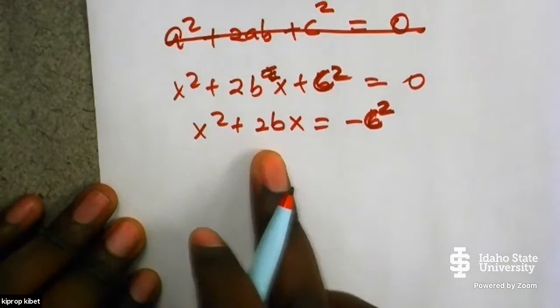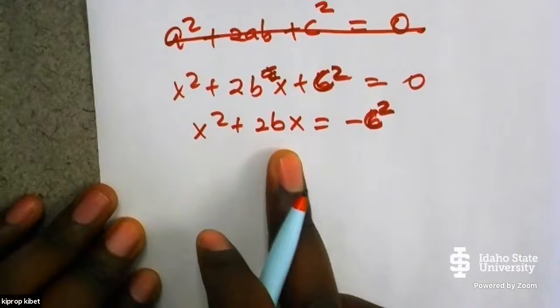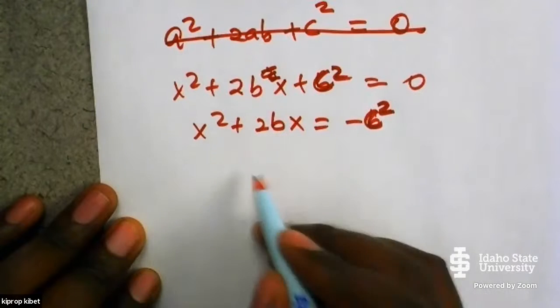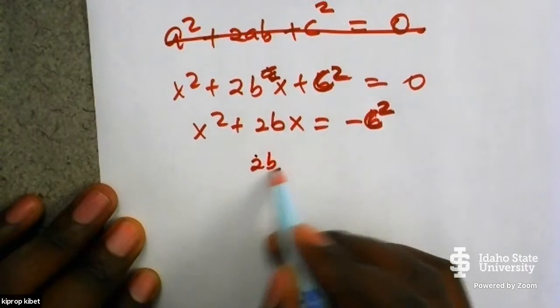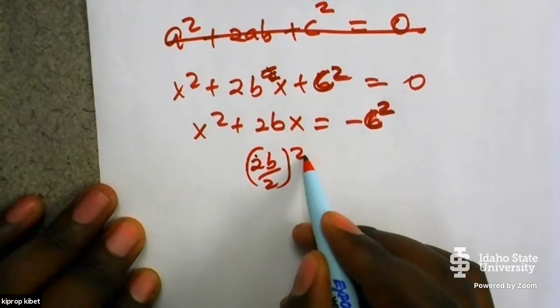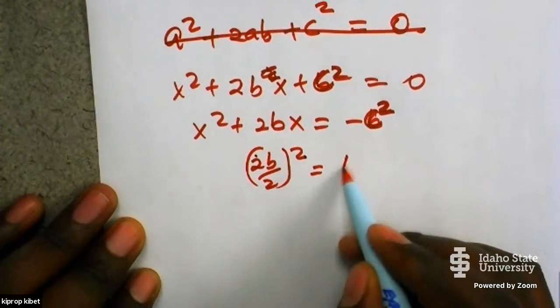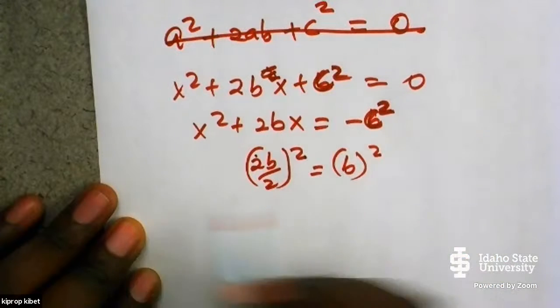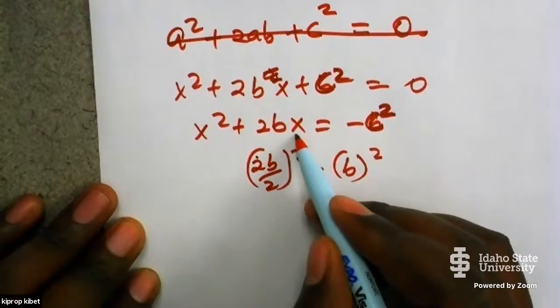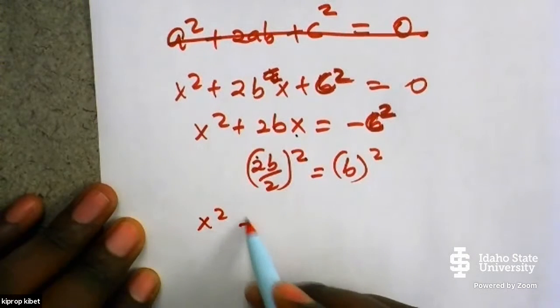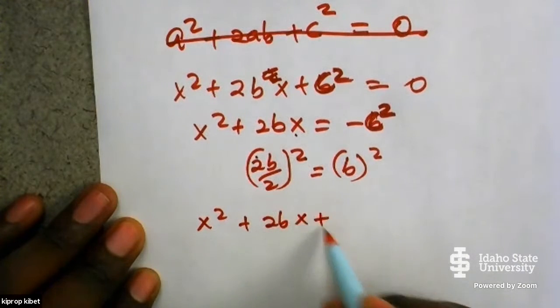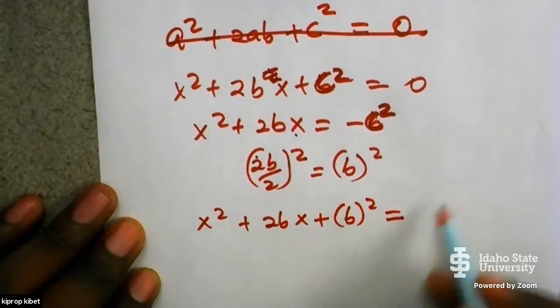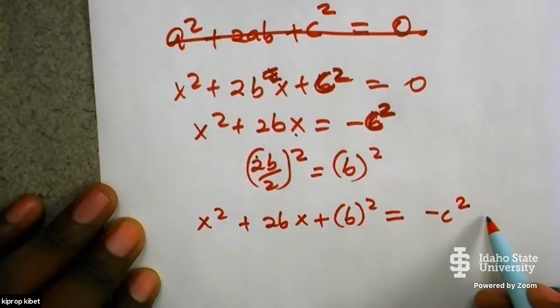Then half the coefficient of x is 2b all over 2, and then we square it. So it will be b, then b squared. Then we add it here. So x squared plus 2bx plus b squared equals minus c squared plus b squared.